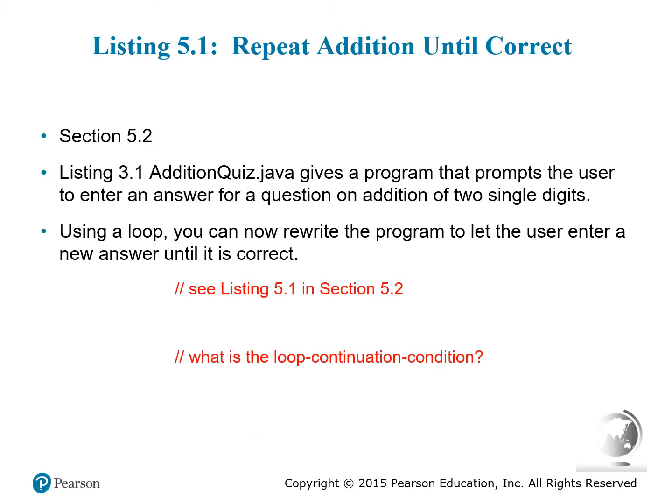Consider listing 5.1 in section 5.2. This program updates the addition quiz example from Chapter 3 by allowing the user to continue attempting to answer the addition question until the correct answer is given. You will notice that this is done by adding the while loop in lines 15 through 19.